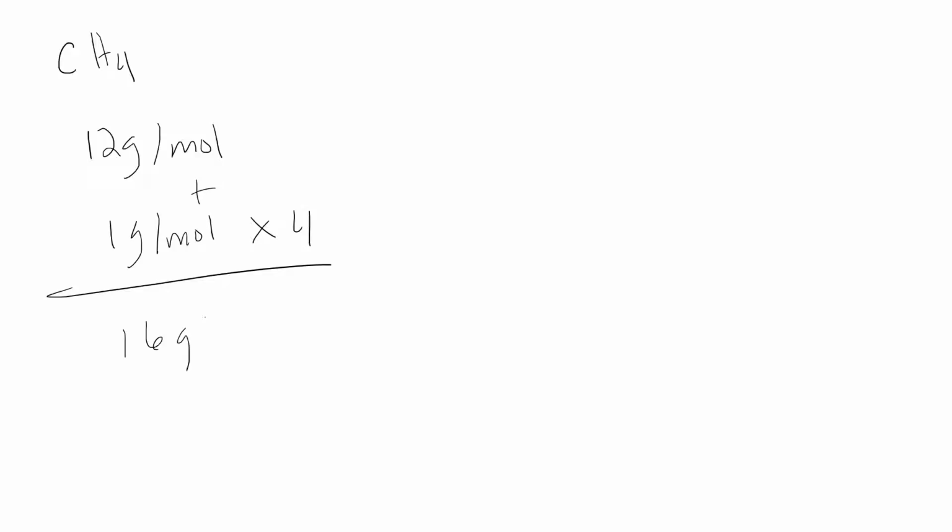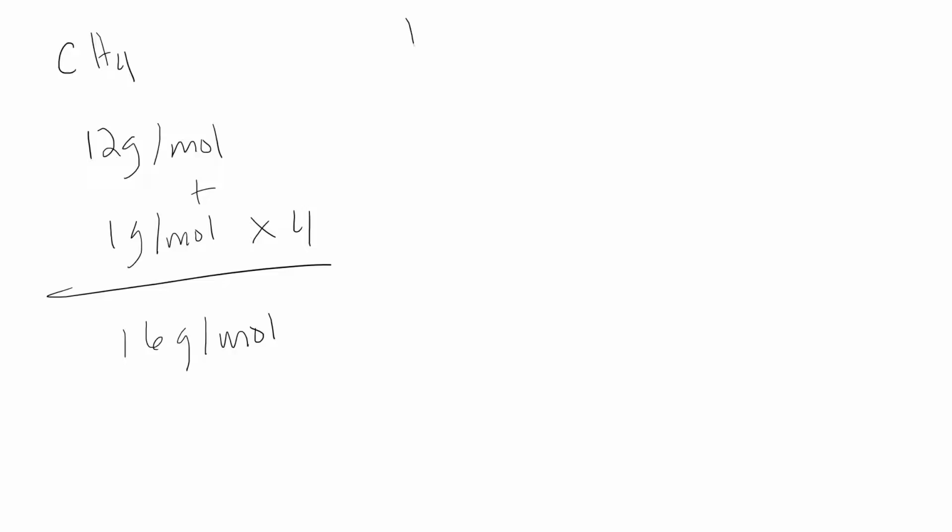So we have CH4, right? When I'm looking at CH4, I have one carbon. We're going to use nice round numbers, which gives me 12 grams per mole. Hydrogen is 1 gram per mole, and I have four of them. Therefore, when I add all these, I should get 16 grams per mole.